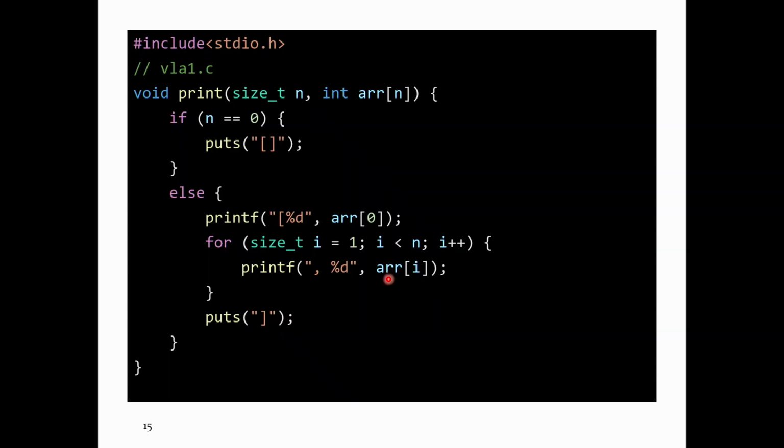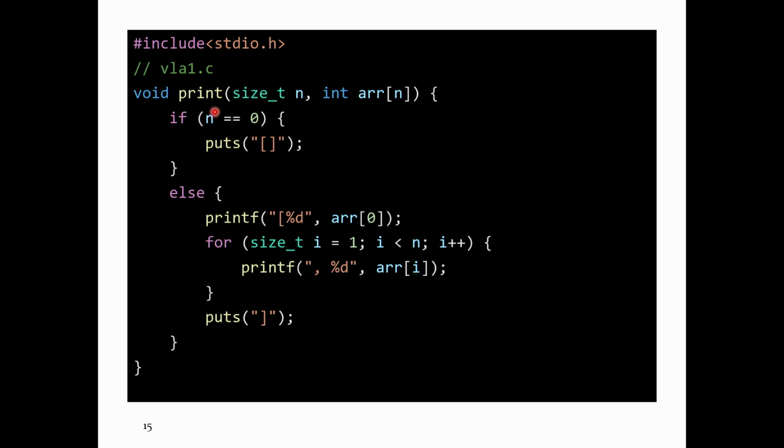So for example, this is part of a program. This example goes over two slides. I have this function called print. It takes in a value n. I'll explain what size_t is in a second. And it takes in an array of length n. So that's a variable length array sitting right there. That value n is not a constant. It's the value of the argument that's passed into the function.